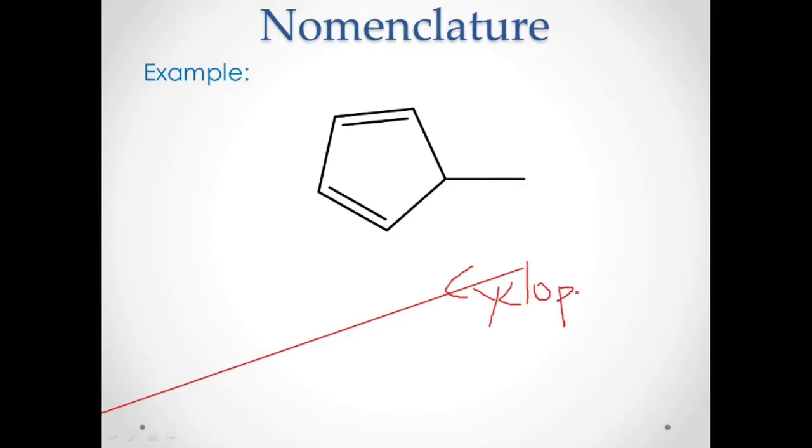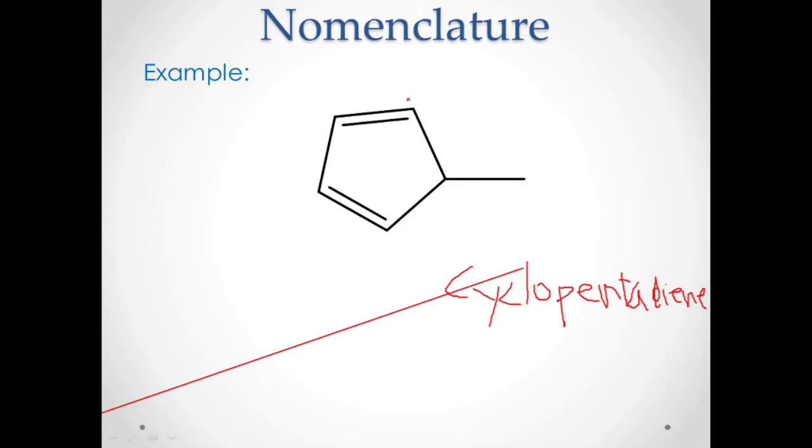Pentadiene. From the root word penta, which means 5 carbon. So that is penta, and you have your diene because it has 2 carbon-to-carbon double bonds. That would be your parent compound. So how do you number your cyclic diene?